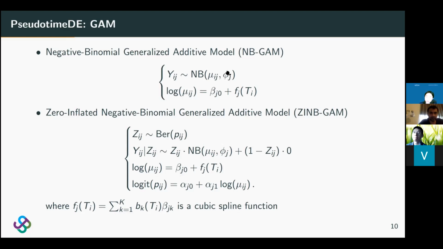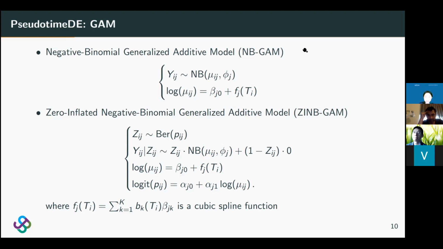Related to this, if we talk about the GLM, the generalized linear model used in Monocle 3, what's different is the second line. We're going to have this f_j(Ti) be a linear function, just beta_j times Ti. So you replace this nonlinear part by the linear function. Then you can see that GAM can capture more complicated relationships that GLM may miss.